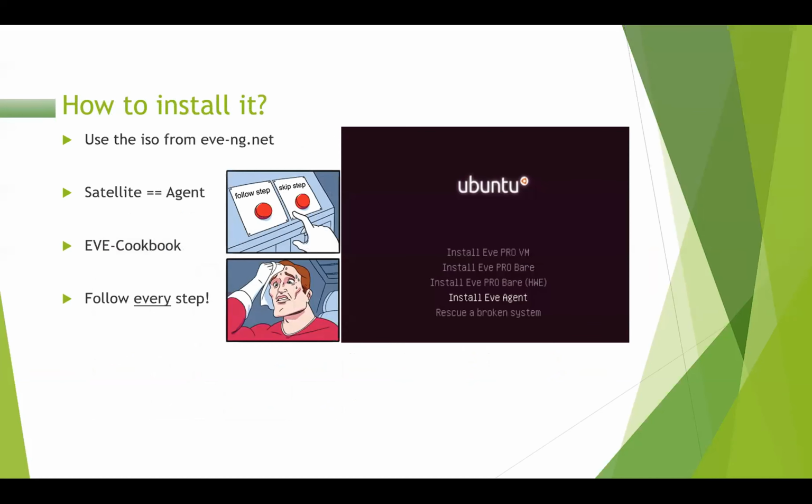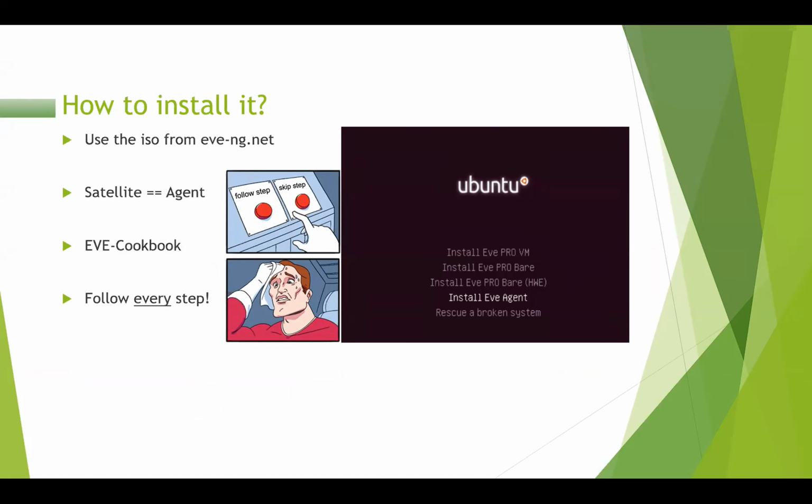So how to install it? Like I said in the first session, I showed you how to install EVE. It was very easy, and that was the community edition, so this was not visible. If you have the Pro ISO file, you will see an option to install the EVE agent. So the agent is basically a satellite.